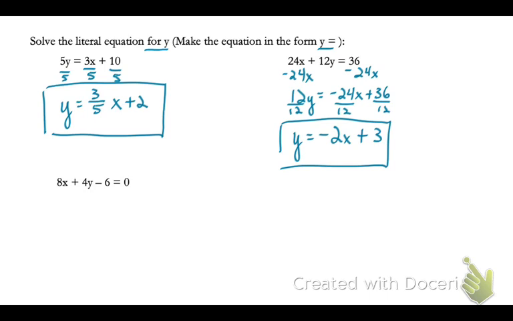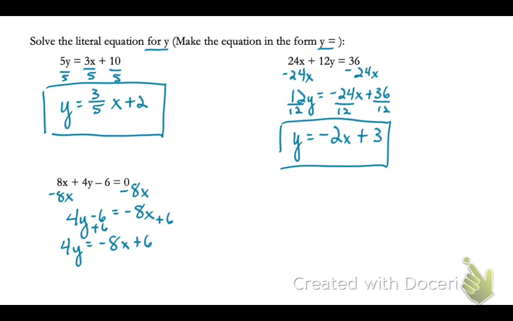So the last one, we want to do the same thing. We want to solve for y. We have lots of things happening on the left side of the equal sign that we need to undo. So we need to undo the 8x that's being added and the 6 that's being subtracted. So let's start by subtracting the 8x over to the right, and we'll rewrite what we have, which is 4y minus 6 equals negative 8x. Now let's go ahead and move that 6 over. So let's add it to both sides. So we have 4y equals negative 8x plus 6.